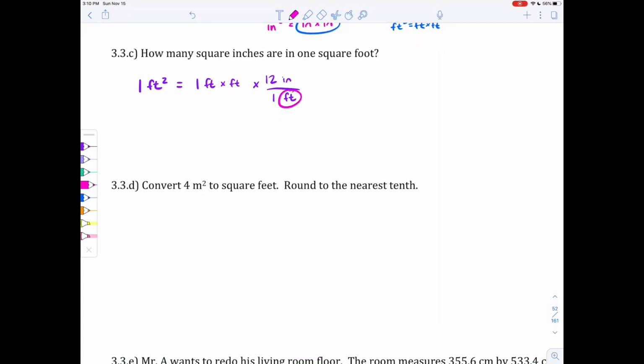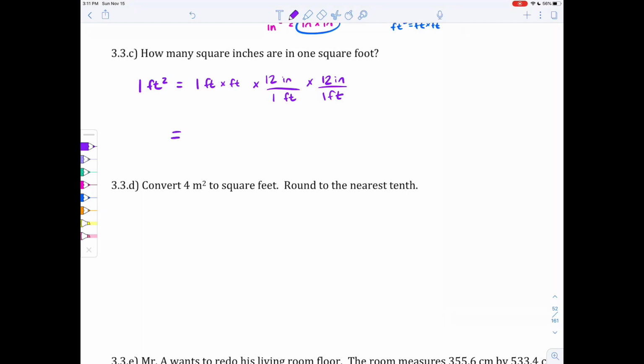Notice that if I have feet on the bottom and feet on the top, only one of those will be converted. But I need to convert both to get square inches. So I actually have to do this multiplication by 1 twice. Because I'm looking at this, these feet will cancel out, these feet will cancel out, I'll be left with inches times inches, which happens to be inches squared.